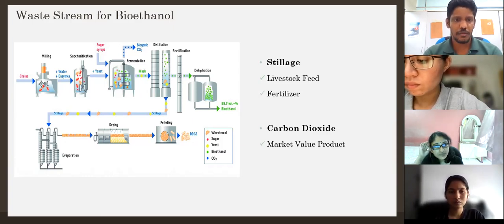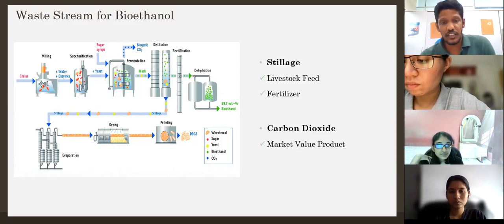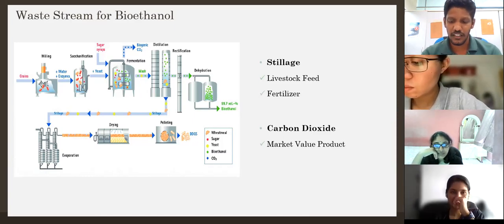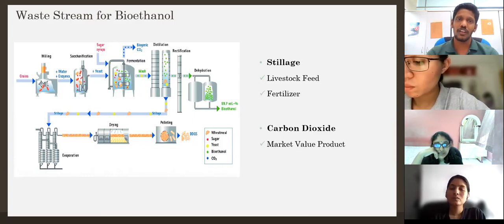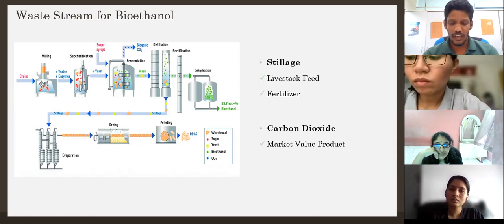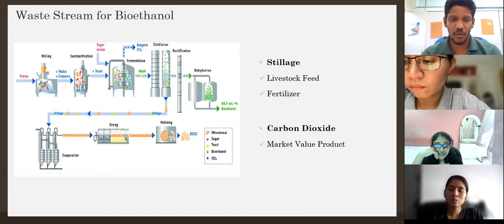For every 100 gram of corn used, 34.4 gram of ethanol and 31.6 gram of tillage is produced, which means 1/3 of the raw material is produced as a waste stream. This waste stream can be converted to DDGS, known as distillers dried grains with solubles. It contains high protein and high phosphorus, suitable for animal feed.